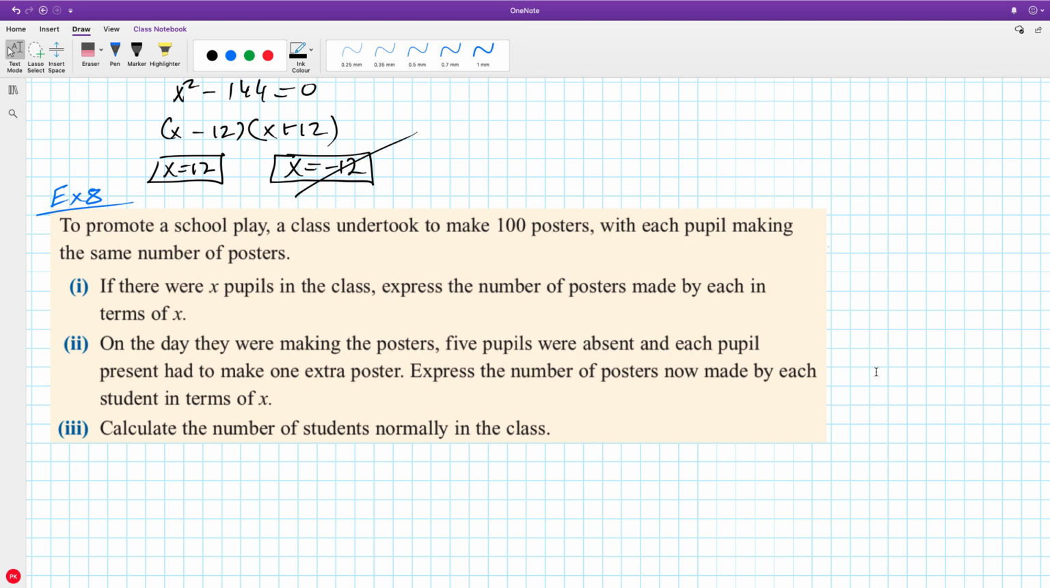So as I said, put a figure on it. You had to make 9 posters the first day. The second day you had to make 10. Is your left hand side equal to your right side? No.